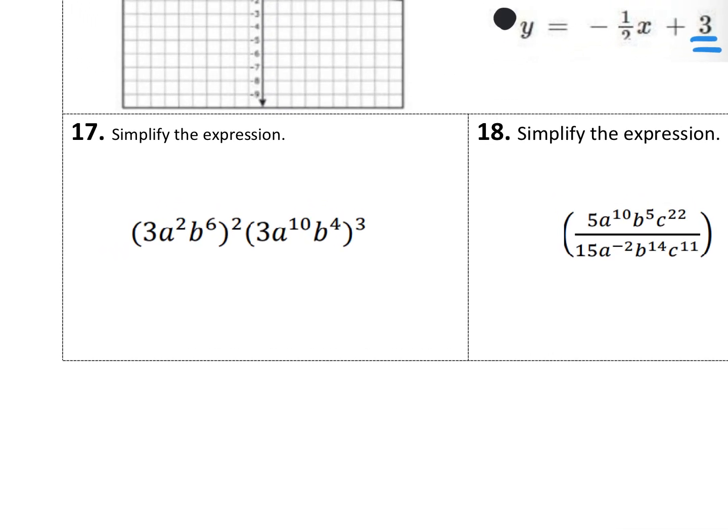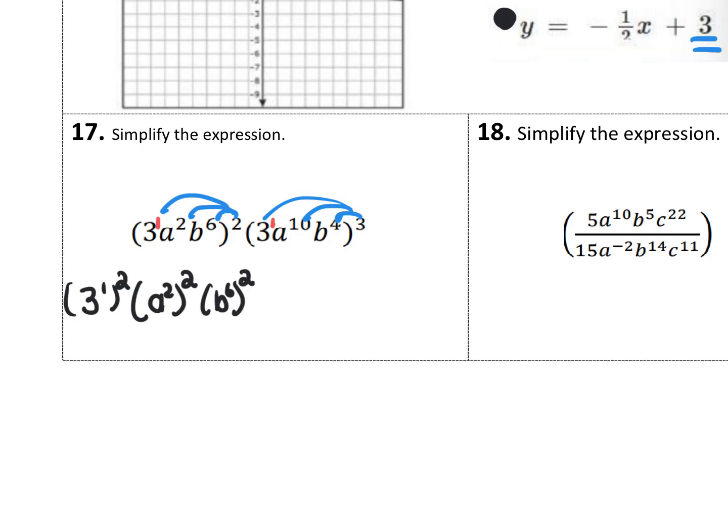Okay, so the next one, remember my 3 has a 1 power, this 3 has a 1 power. It's always a good idea to go in and add in those 1 powers. That way we don't forget them. Now I can go in and make sure that everyone gets their powers. So I have 3 to the first, and it needs to get the 2 from the outside. A to the second, and gets the 2 from the outside. B to the 6th, and the 2 from the outside. In the next set of parentheses, I had 3 to the first. It gets a 3 from the outside. A to the 10th with a 3 from the outside. And B to the 4th with a 3 from the outside.